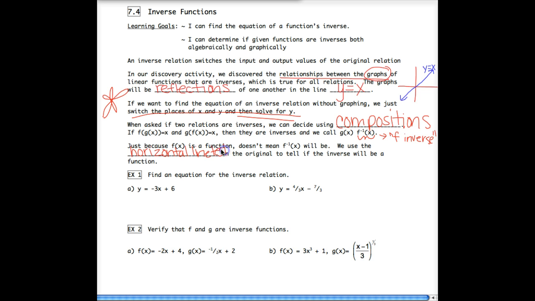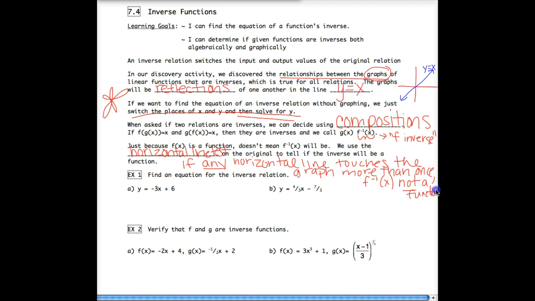Now, when you're deciding if a given relation is a function, we did the vertical line test, and if a vertical line touched more than once, it wasn't a function. But here we're taking the original and trying to decide if the inverse would be a function. That is why we switch to the horizontal line test, because with inverses, the x's and y's are switched. So instead of a line that is x equals, we make it a line that is y equals. So if any horizontal line touches the graph more than once, then f inverse is not a function.